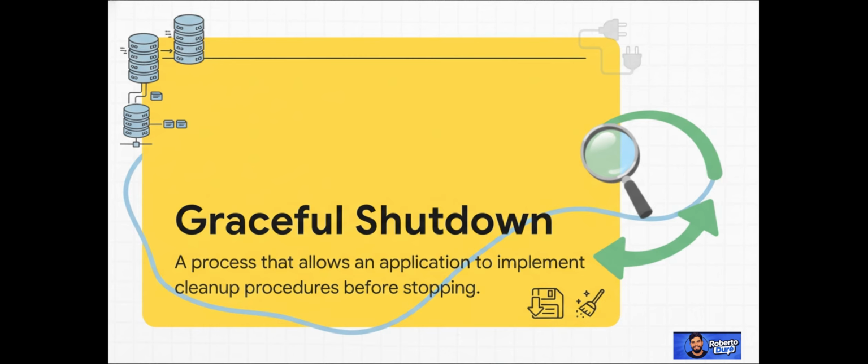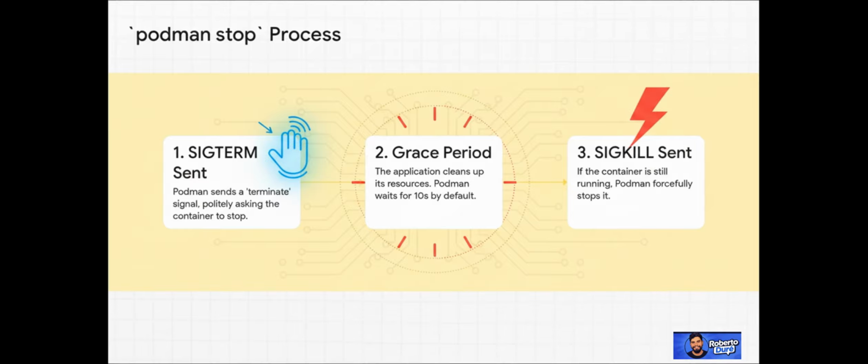A graceful shutdown gives the process inside the container time to save its data, close network connections, and clean up any resources. This is the professional way to stop a service, and it helps prevent data corruption. The Podman stop command implements this graceful process perfectly.